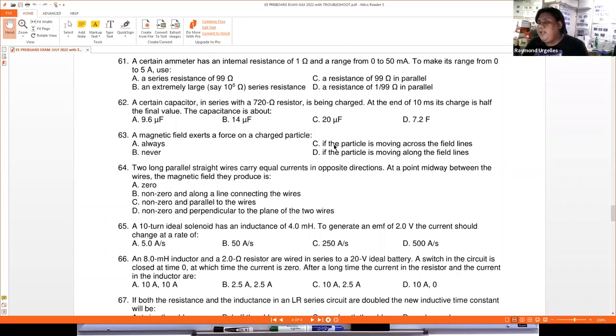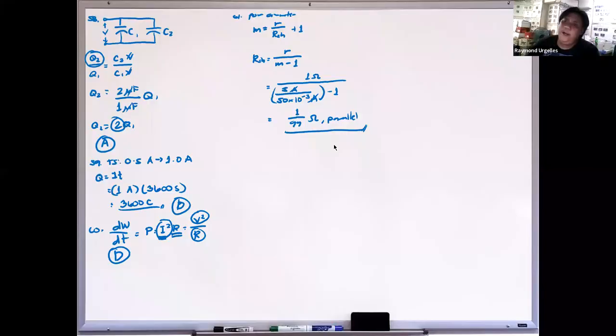Okay? So meron tayong charging process, di ba? So again, for a series RC circuit, at the end of 10 milliseconds, the charge is half the final value. The capacitance is asked. Since walang binanggit tungkol sa initial charge, let's assume an initially uncharged capacitor. So again, number 62, from electrical transient.